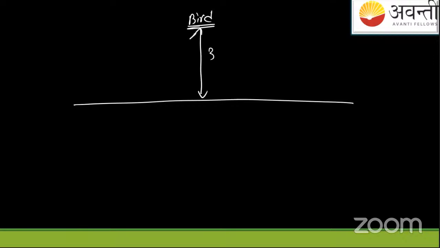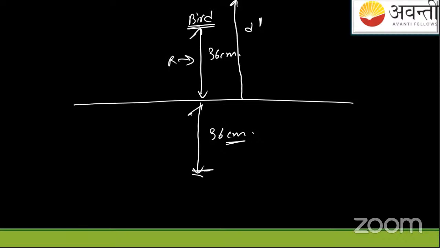Next slide. Suppose you're having a medium here, and this is a bird here. And this is the real distance, 36 centimeters. And the fish is at the real depth of 36 centimeters. So in the air, to the fish, the bird must appear greater than this distance, D dash. This is the real one. And the fish is at this depth. So this is the medium 4 by 3, this is 1. So apply the formulas.